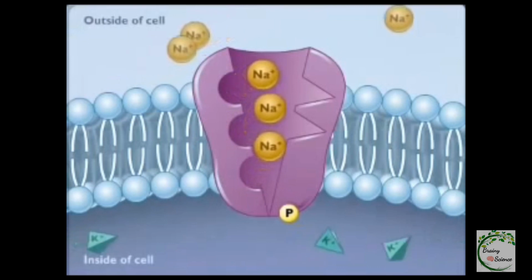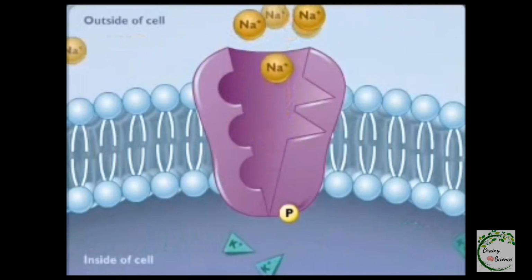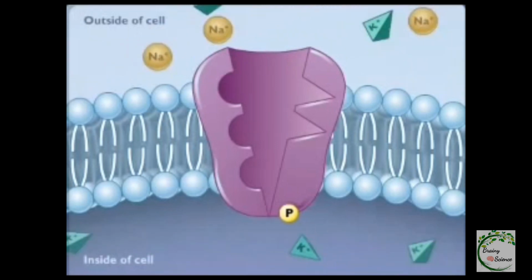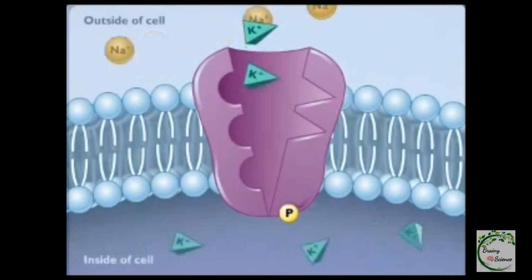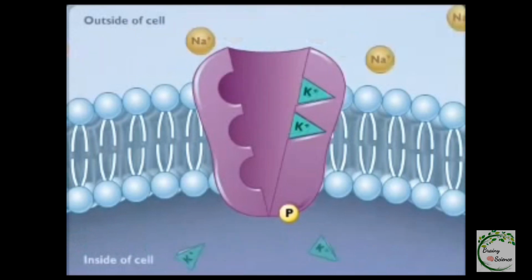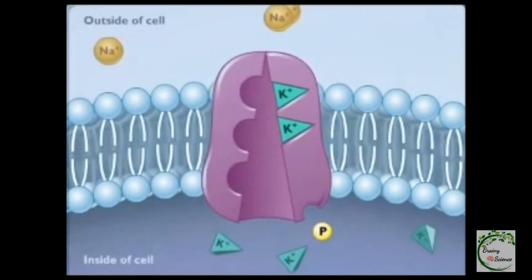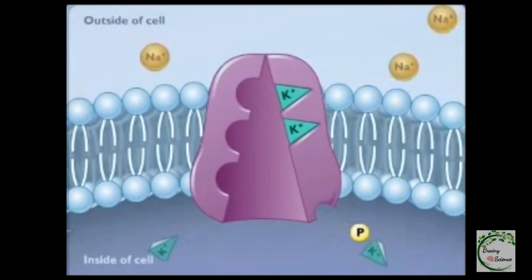The sodium ions are released on the other side of the membrane, outside of the cell, and the new shape of the channel has a high affinity for potassium ions, and 2 of these ions now bind to the channel. This binding again causes a change in the shape of the protein channel, and this conformational change releases the phosphate group on the cytoplasm side.